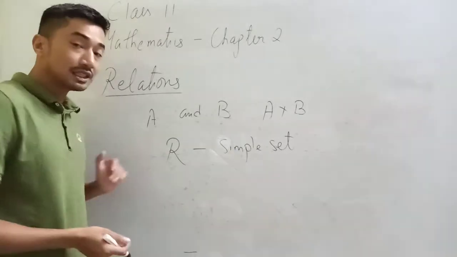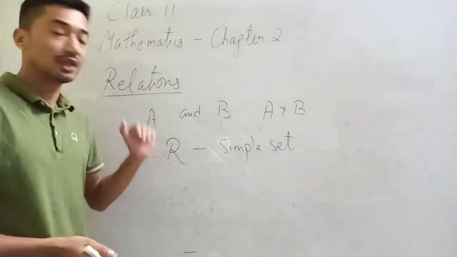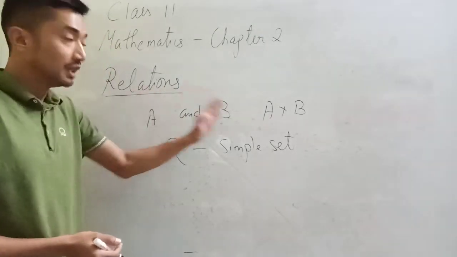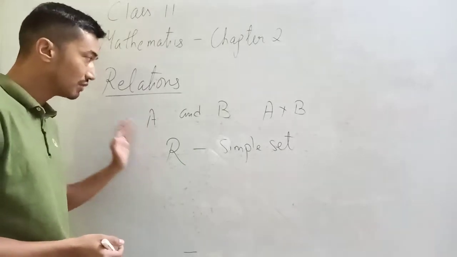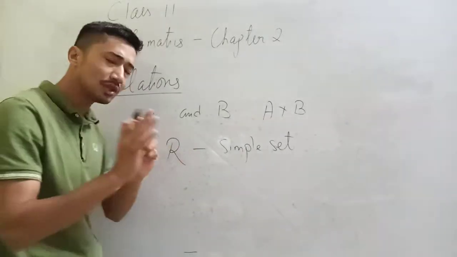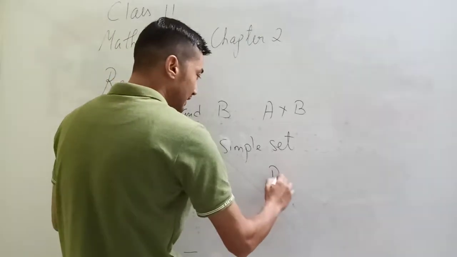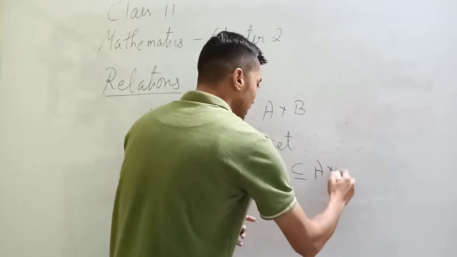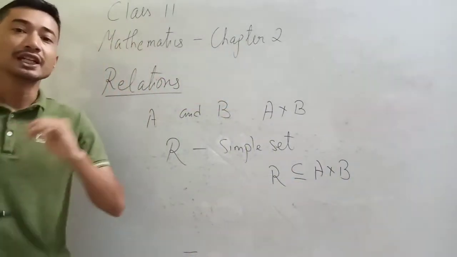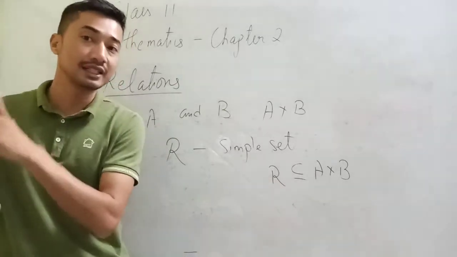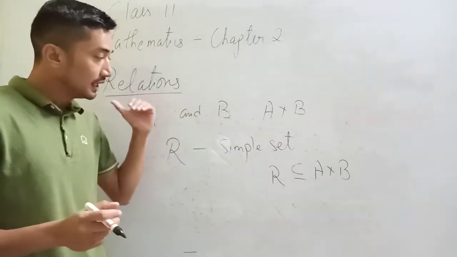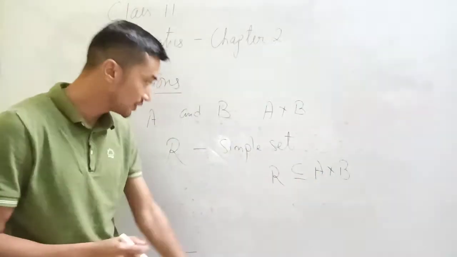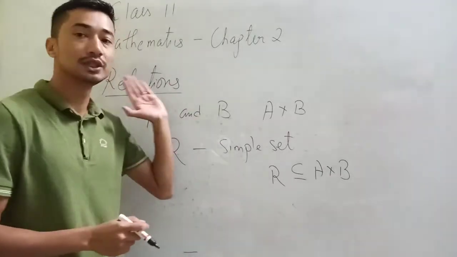All right. But when does it become a relation from A to B? A set R is said to be a relation from A to B if that set R happens to be a subset of A cross B. So if this set R, our newly defined set, is a subset of A cross B, then in that case R is called a relation from A to B.